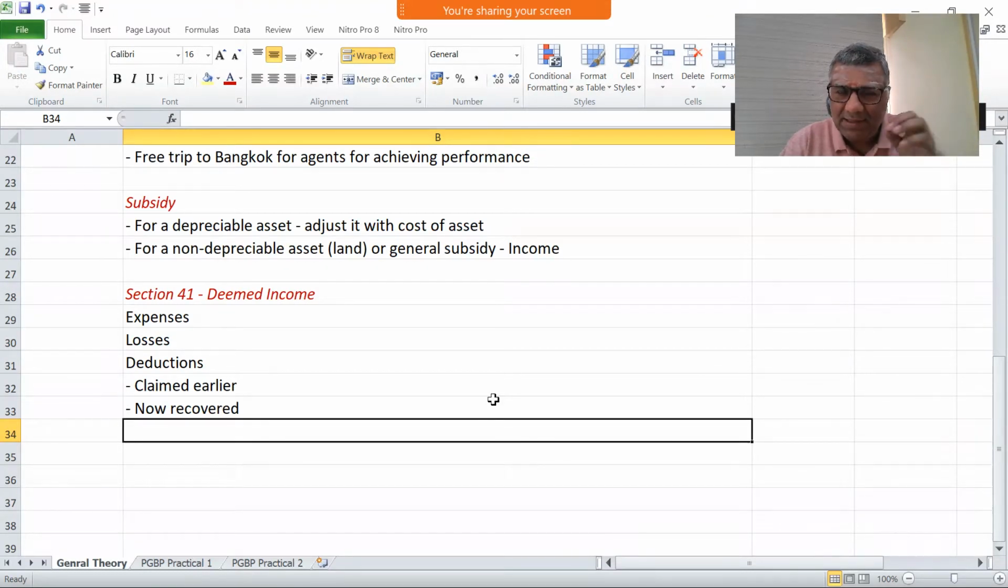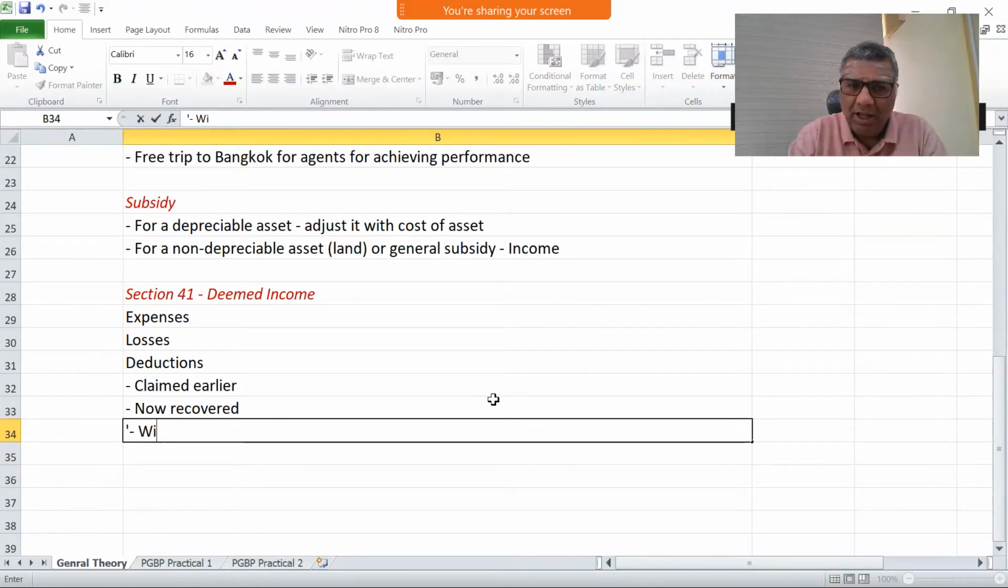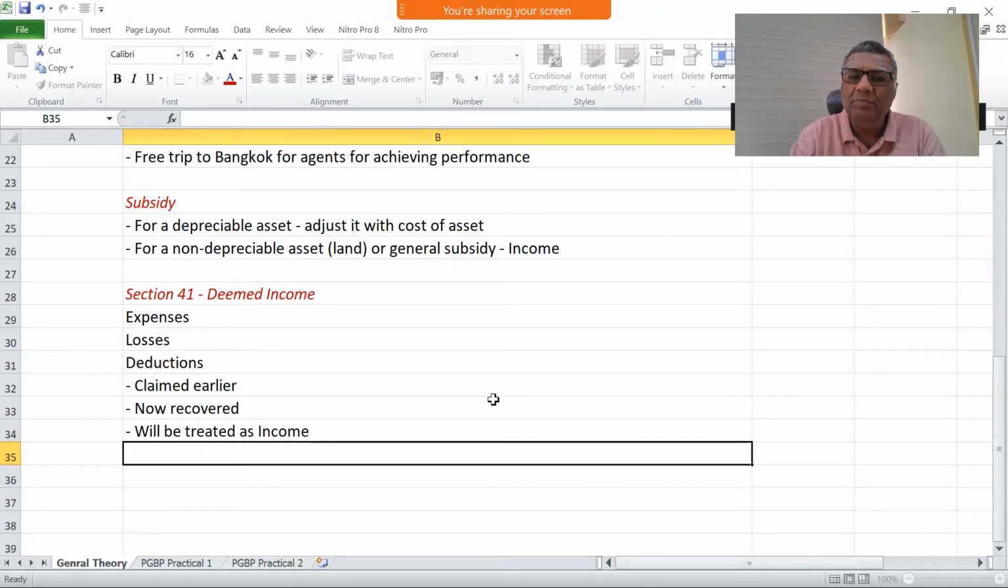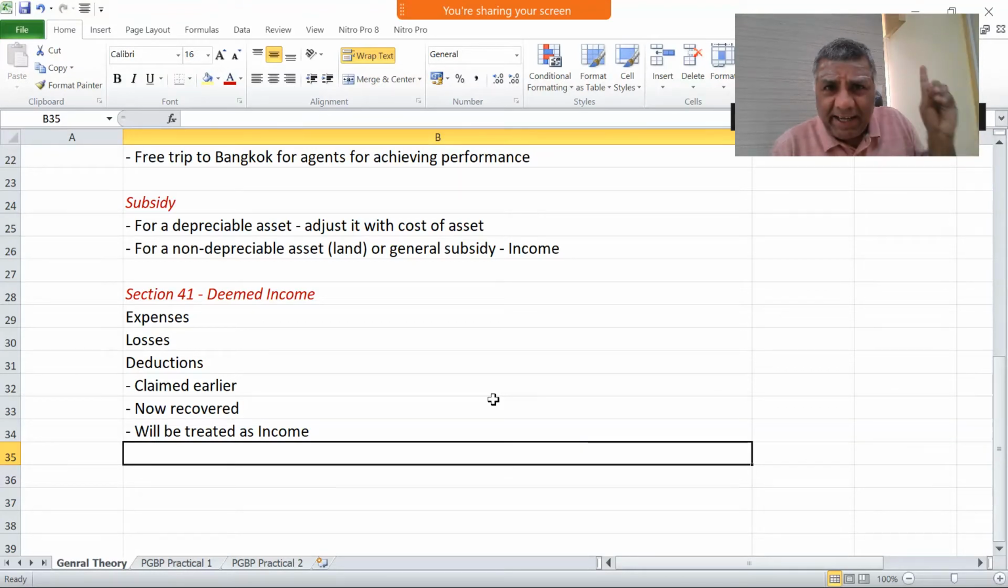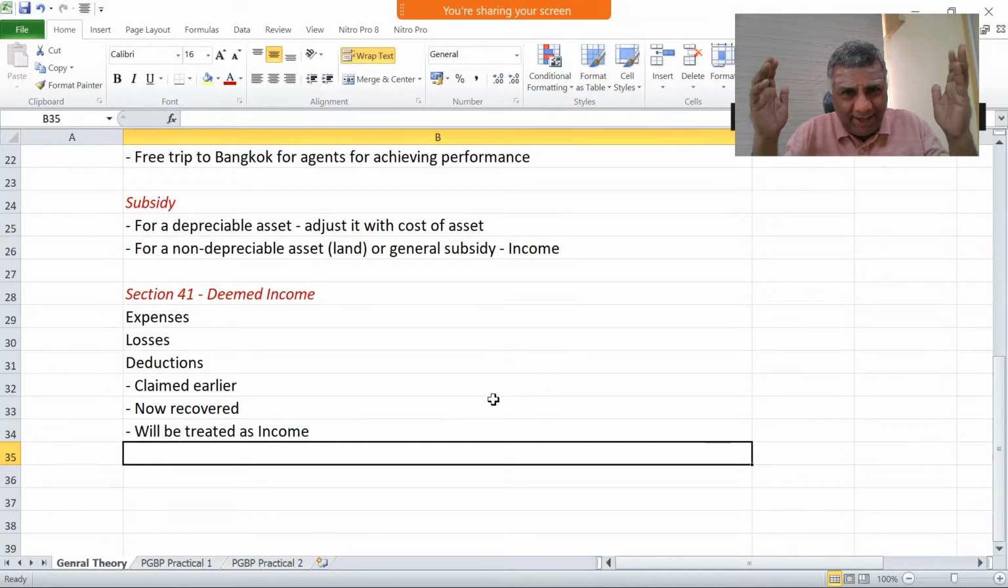Any expenses, losses, deductions claimed earlier, now recovered, will be treated as income. Very simple logic, sir. Previously, I claimed it as an expenditure. Now I got it back. Simple logic only. It is an income. Bad debts, I claimed it earlier as an expenditure. Now I get it back. It will be treated as income.